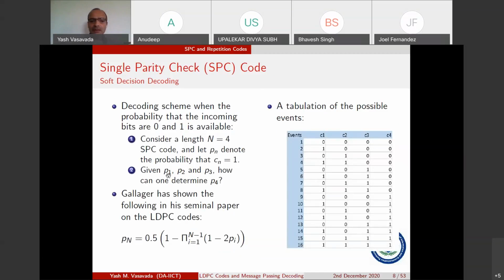I'll give you one hint. The answer is pretty straightforward. We don't have to be concerned about this complicated looking math formula anymore.